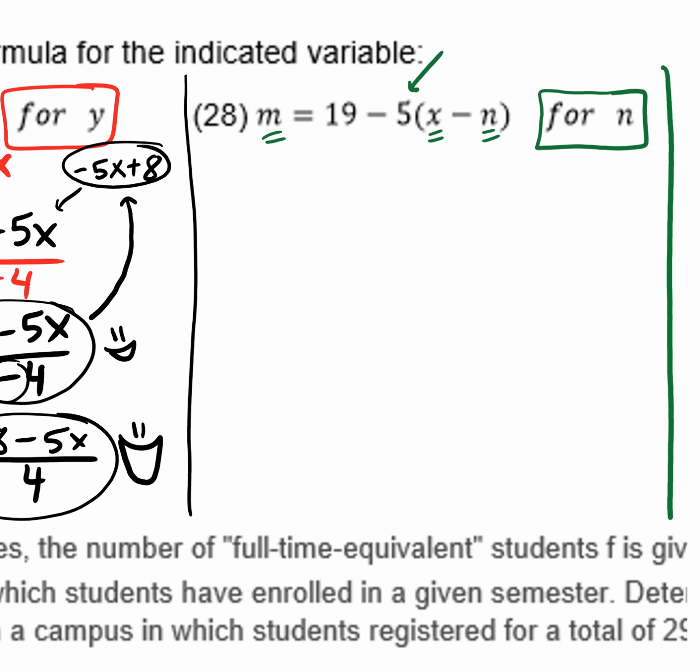First, though, I didn't distribute because you're trying to get n by itself. So I think there's no point of distributing the 5. It's just going to make everything messy. I'm going to try to move everything over, the 19, the 5, and the x. I think if I leave the 5 outside and not distribute it, it's easier to get out of the way.